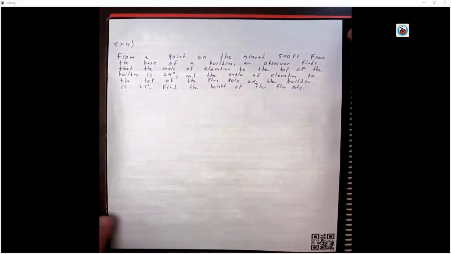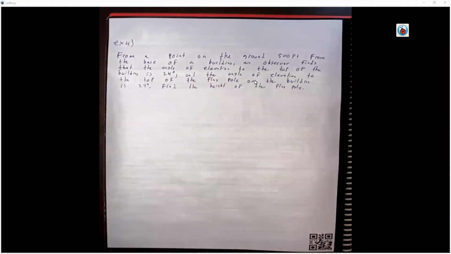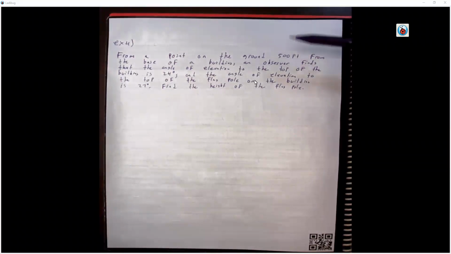It was pretty useful, so you don't need to climb on top of a skyscraper to figure out how tall the flagpole is. Is it to the ground or to the top of the sky? So there's an observer on the ground, 500 feet from the building. He looks up to the top of the building, 24 degrees. Looks up again, the top of the flagpole on the building, 27 degrees. So that's what's happening.